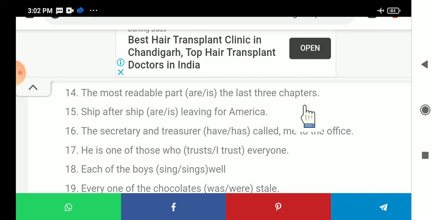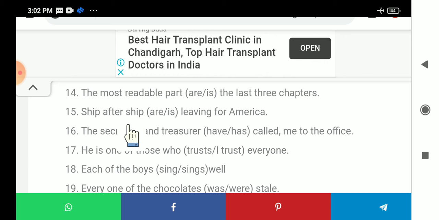Three chapters are the combination of 3 lessons, is it or no? So they are in the form of a plural subject. With the plural subject, which form of the verb do we have to use? A plural verb. Understood? Now comes the 15th question.